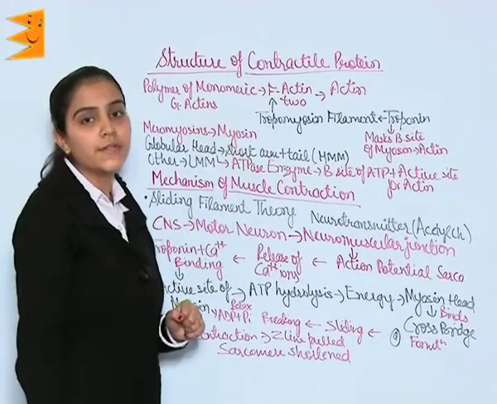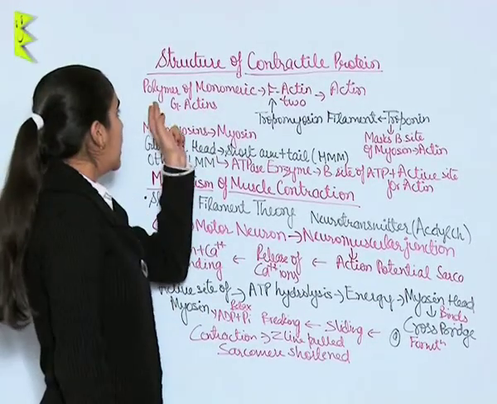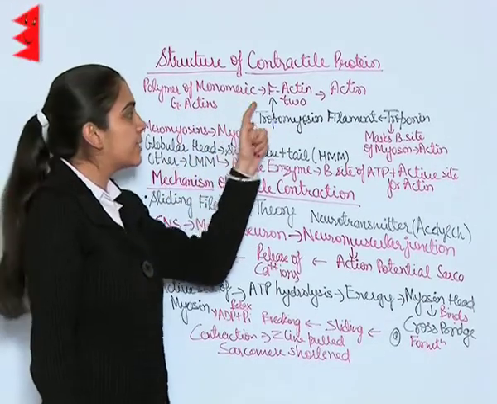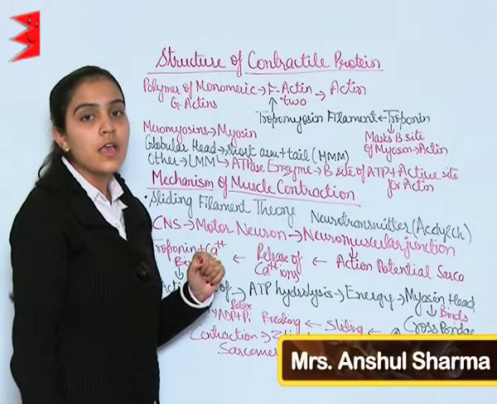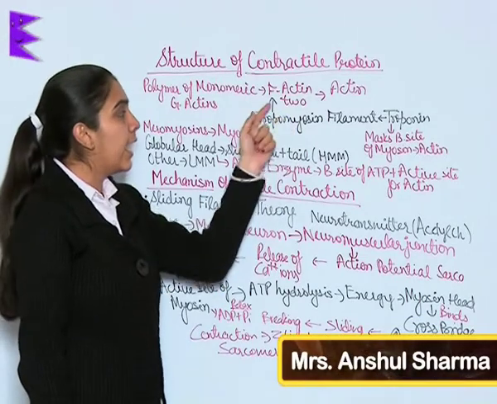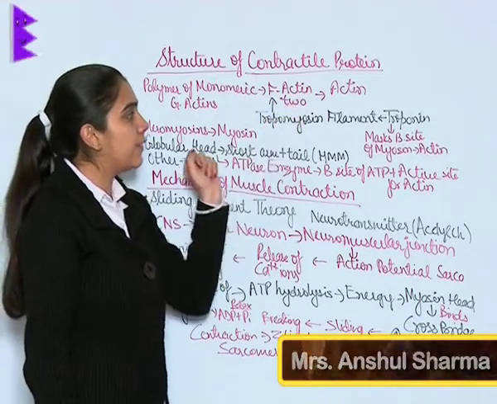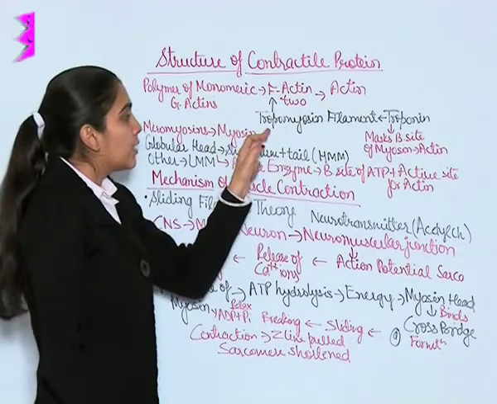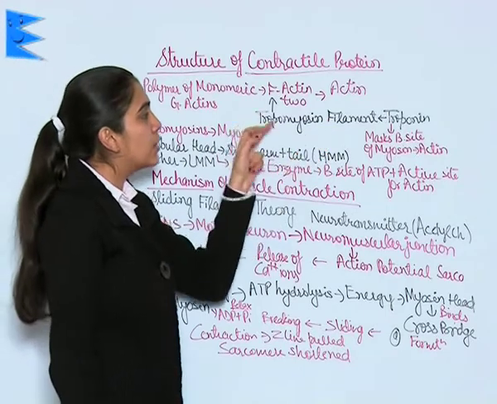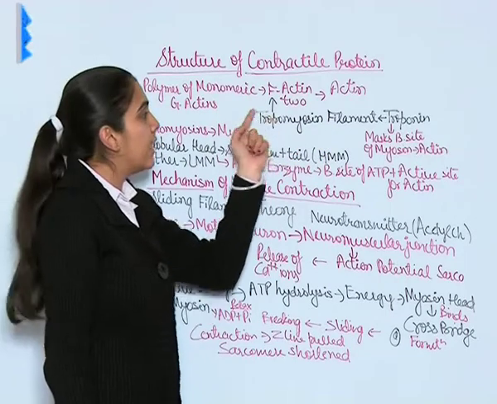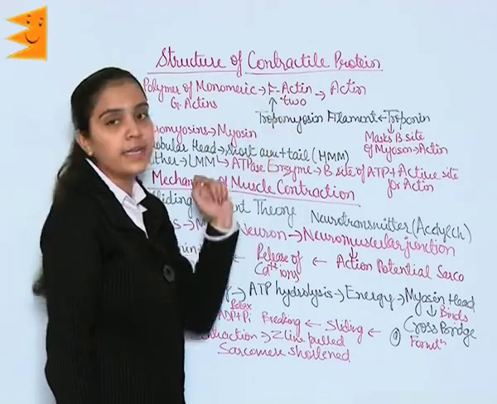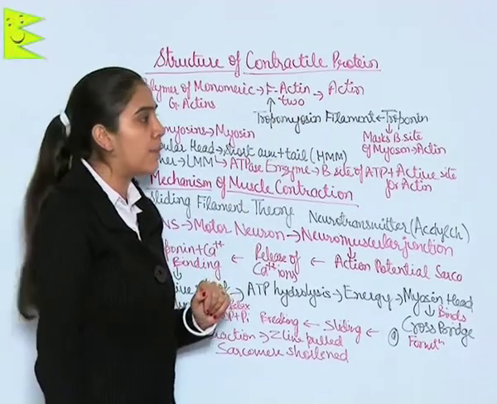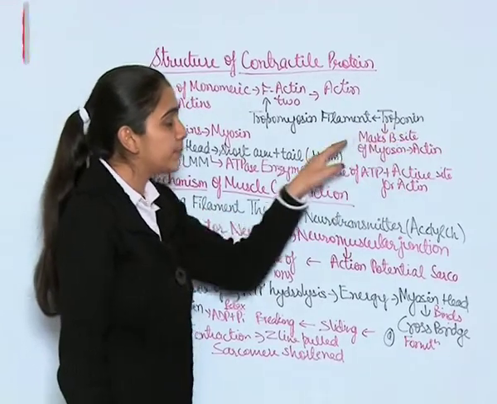Structure of contractile protein. A polymer of monomeric G-actins forms F-actin, which is filamentous actin, and two of these filamentous actins form actin. Tropomyosin filaments also run along the length of this filamentous actin.